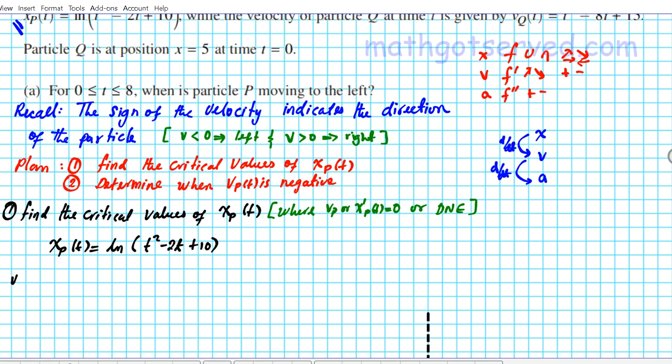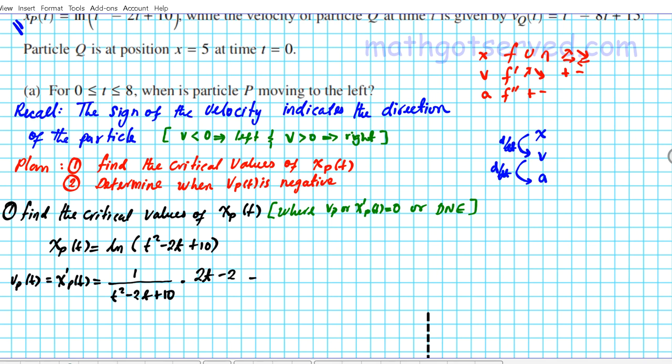So the velocity of particle P, we've got to be specific here, is equal to the derivative of the position function. Now this is a composite function, so we're going to differentiate using the chain rule. The outer function is ln, and the inner function is t squared minus 2t plus 10. So let's use the chain rule. The derivative of the outer is 1 over u, so it's 1 over the inner, t squared minus 2t plus 10, times the derivative of the inner, which is just 2t minus 2.